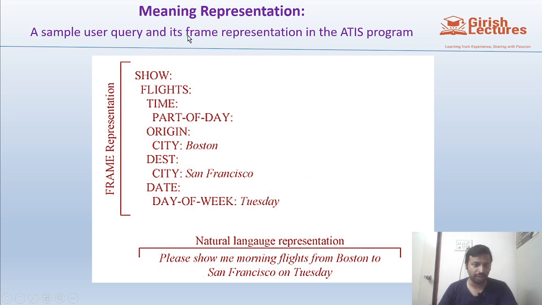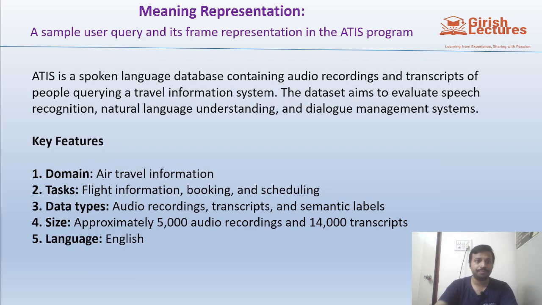So this frame of day, the frame of information, might contain all the things about the flights, the time of arrival, and the part of the day. It can be morning, evening, afternoon, or night, or whatever it is, or in some places the time will be given in the 12-hour format or 24-hour format. Okay, so this is how a simple representation of ATIS will look.